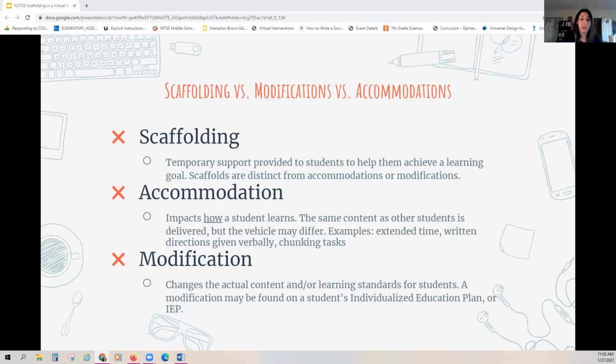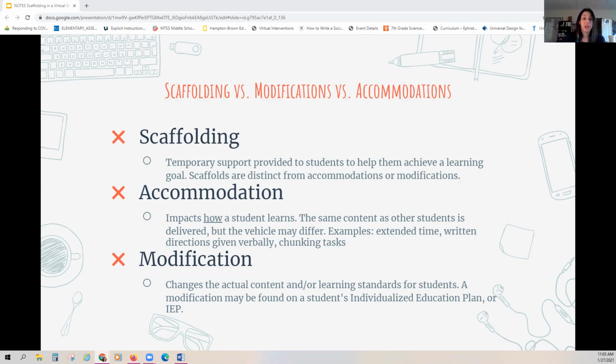When we talk about scaffolding, sometimes the terms accommodation and modification come into the conversation. They're not the same. So here are the differences really quick. Scaffolding is when you temporarily support your students by helping them achieve a learning goal, and then you eventually take those supports away to ensure that they can complete the task on their own.